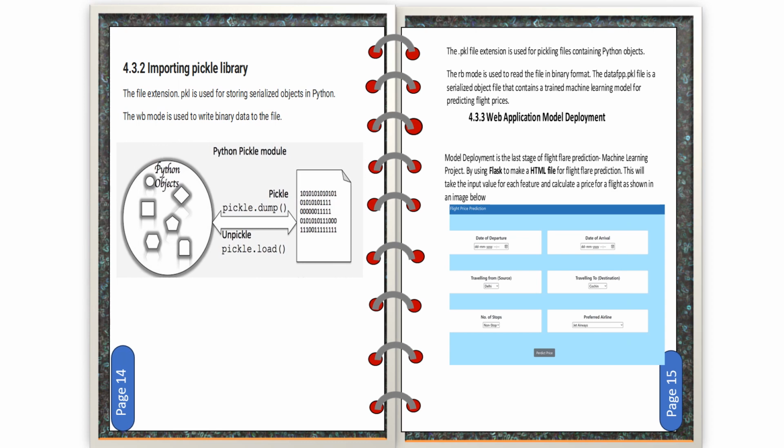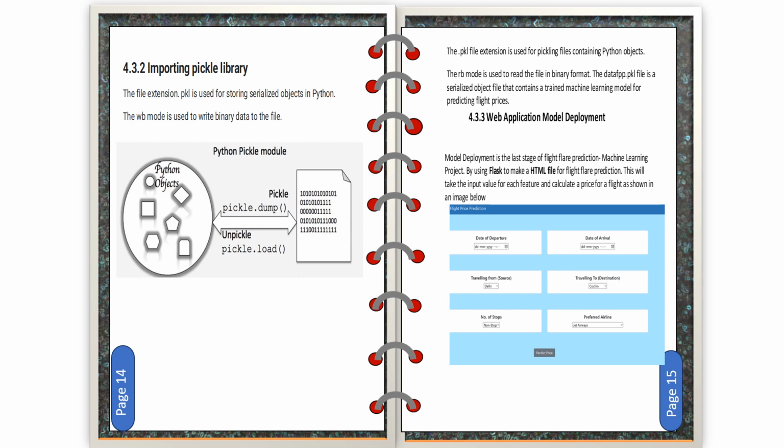The next one is importing the pickle library. The file extension .pkl is used for storing serialized objects in Python. The WB mode is used to write binary data to the file, and the RB mode is used to read the file in binary format. The data fpp.pkl file is a serialized object file that contains a trained machine learning model for predicting flight prices.